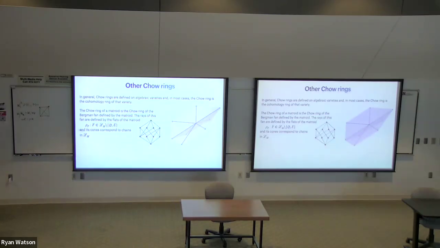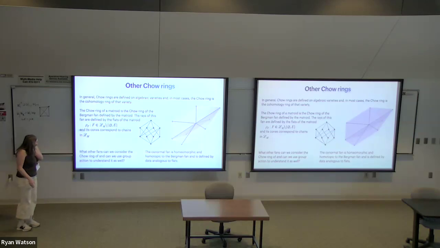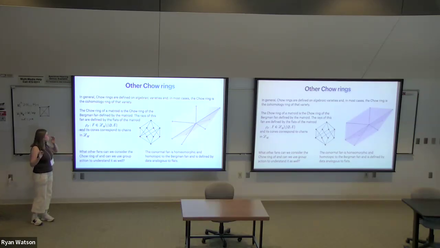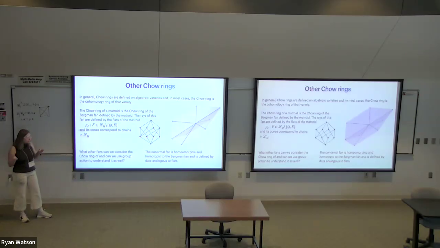So one natural question is, what other fans can we consider the Chow ring of? And can we use group action to understand those as well? The Bergman fan has a more complicated, much younger cousin called the conormal fan. The Bergman fan was defined in 2003. The conormal fan was defined in 2020. And it uses data of the matroid and its dual matroid.